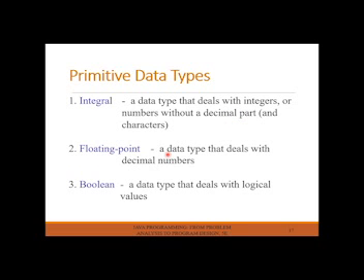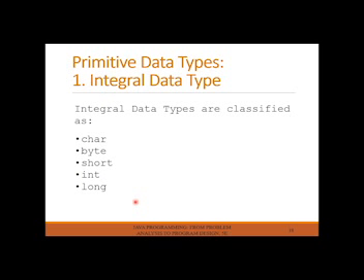Floating point, a data type that deals with decimal numbers. So ito naman po yung may mga decimal parts. Boolean, a data type that deals with logical values. Dalawa lang po ang values niya. True and false. Now, isa-isayin po natin discuss integral data type. Integral data types are classified as char, byte, short, int, and long. Ano pong iba't ibang gamit nito?